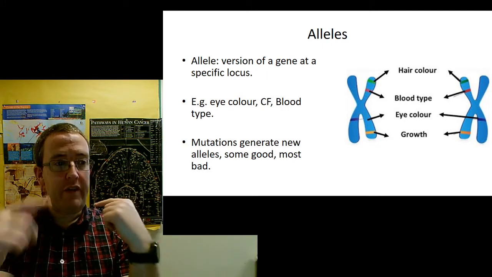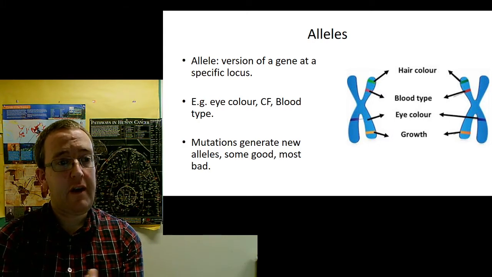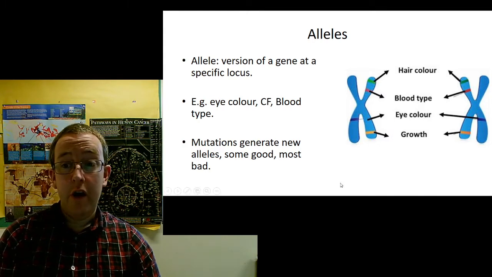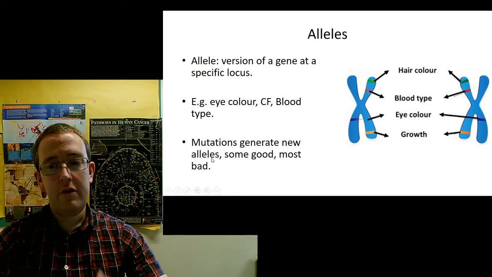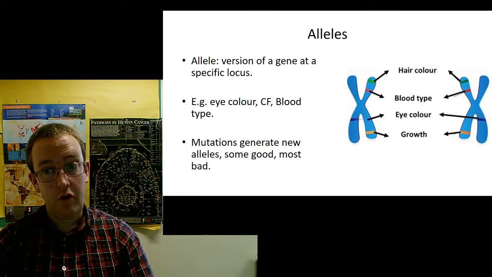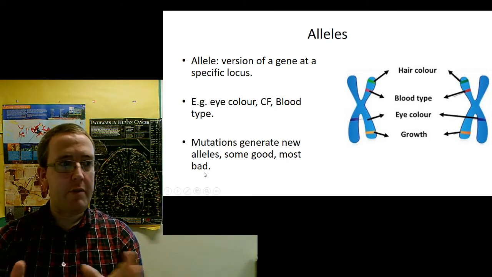And if you've got one of each, an A and a B, your blood type is AB, because you produce both antigens. Okay, so that's another example you might have heard of. Mutations, of course, generate new alleles. So if anything happens during your life that you can then pass on, some of them are good, right? Most of them are bad. For a lot of them, it's not that simple.